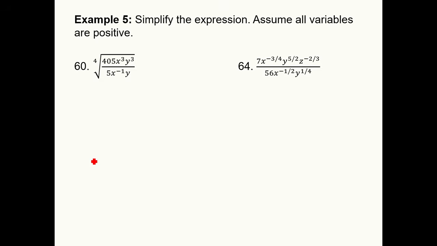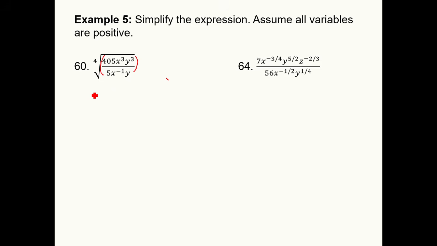All right, and example 5. Continuing on here, we've got 60 and 64. More of these grouping, simplifying problems to work with our properties of exponents. And we should have covered a lot of these in Algebra 1, so hopefully we can get through a lot of this without too much trouble. Let's work with the grouping underneath in problem 60.